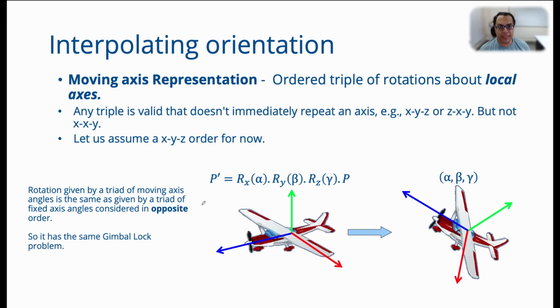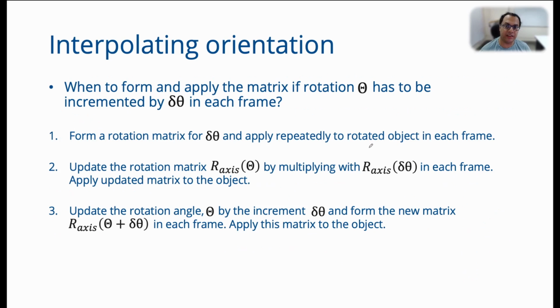Either way of representing orientation, whether you use the moving axis or the fixed axis, if you use a triplet of angles, then it is known as an Euler angle representation. And because the gimbal lock problem is essentially a characteristic of this 3-parameter representation of the space of orientations, it does not matter whether you use the fixed axis representation or the moving axis representation, both of them suffer from the gimbal lock. So are there representations that do not suffer from the gimbal lock? Yes, there are. And we will see those in a moment.